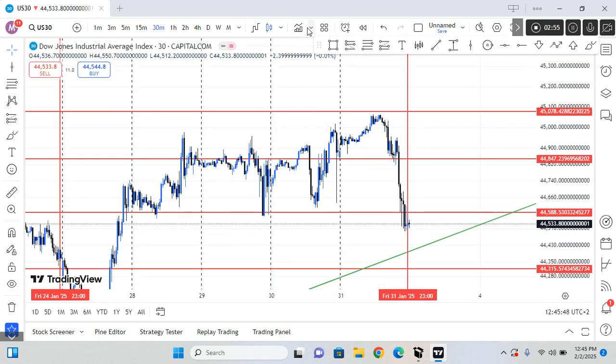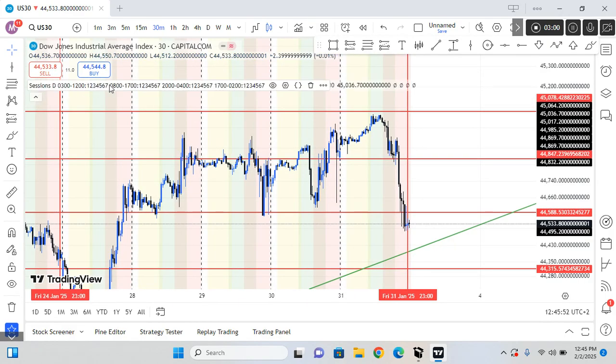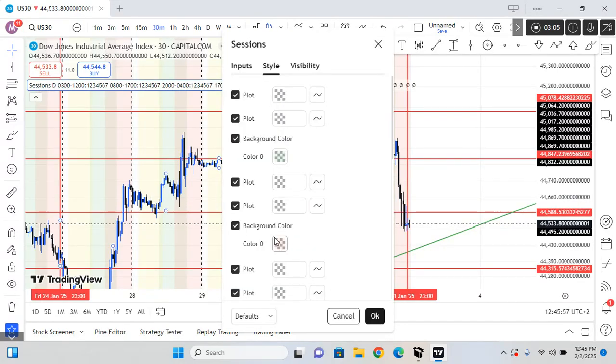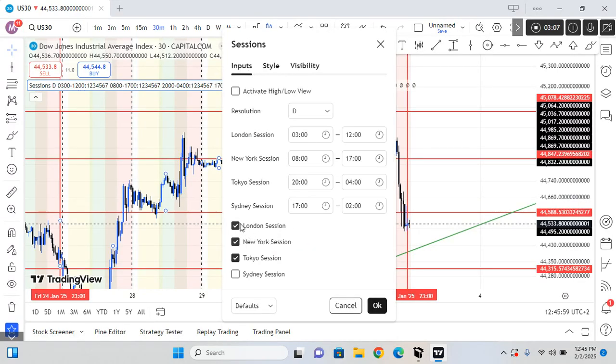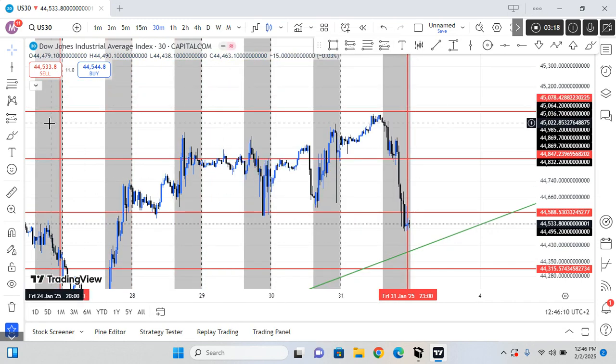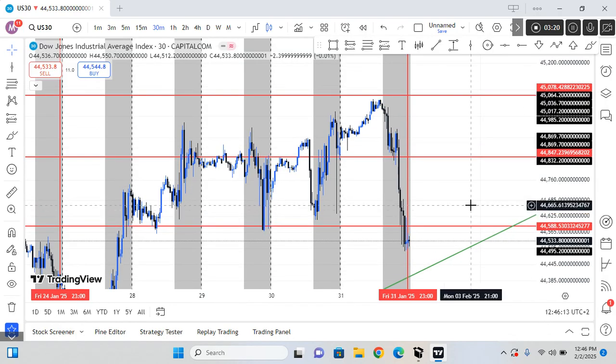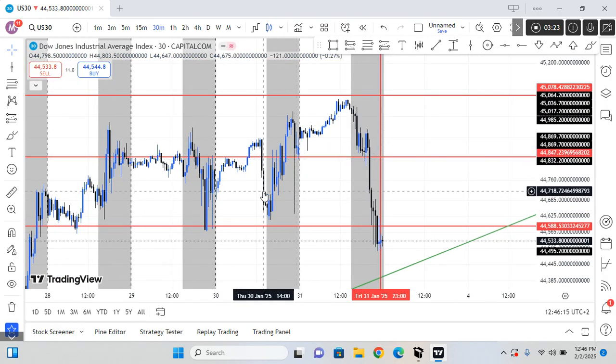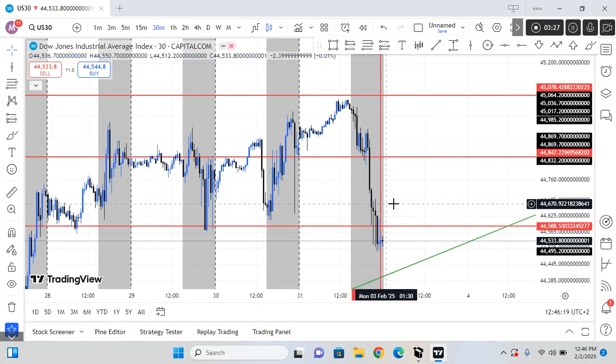On my TradingView, I am going to select an indicator called sessions on chart, which includes the London, Tokyo, and New York sessions. What we're going to do here is concentrate only on the New York session, because remember, this is where the rush of the New York session takes place. Now on this gray line, this is where the New York session has opened.